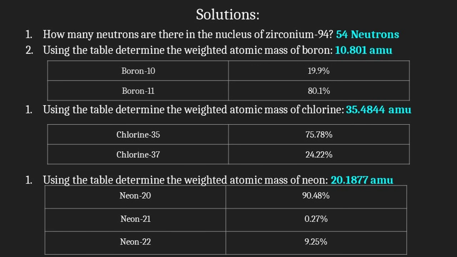So the answer to question 1 was 54 neutrons. Since there's 40 protons in zirconium, we subtract 40 from 94, which yields an answer of 54. Then, using the formula for question 2, we get that the weighted atomic mass of boron is 10.801 atomic mass units. For question 3, we get that the weighted atomic mass of chlorine is 35.484 atomic mass units. And lastly, we get that the average atomic mass of neon is 20.1877. Hopefully you got these.